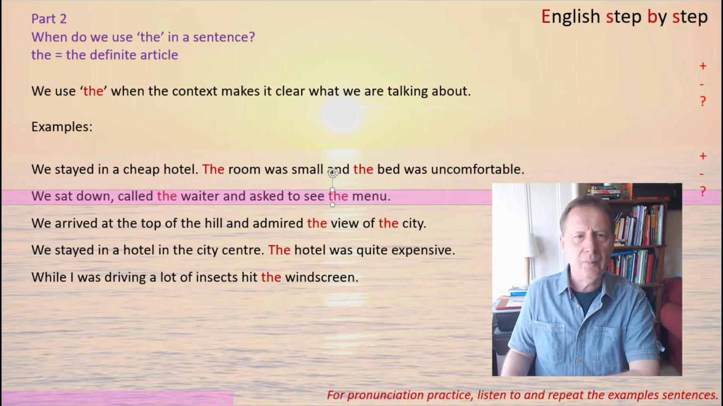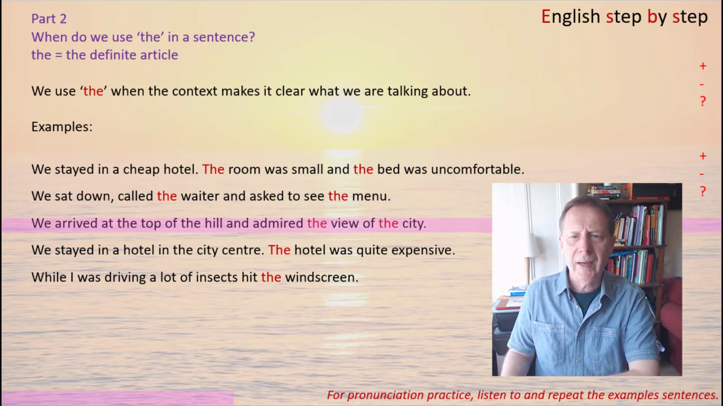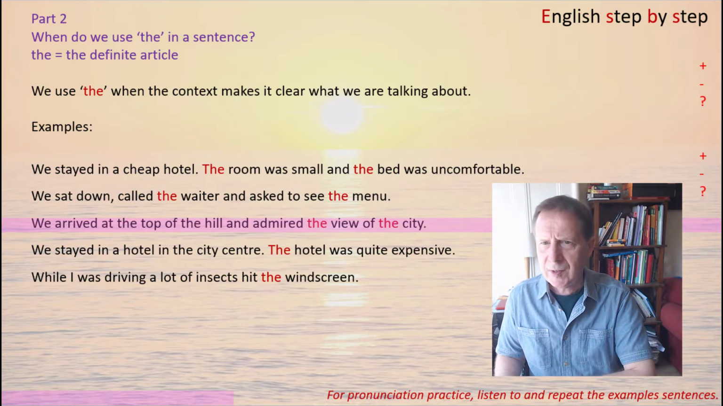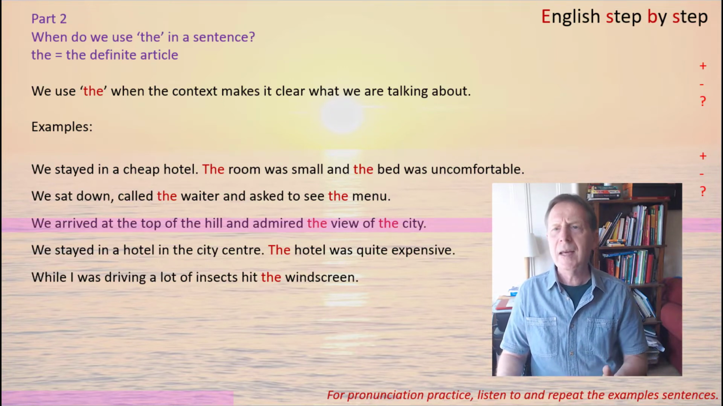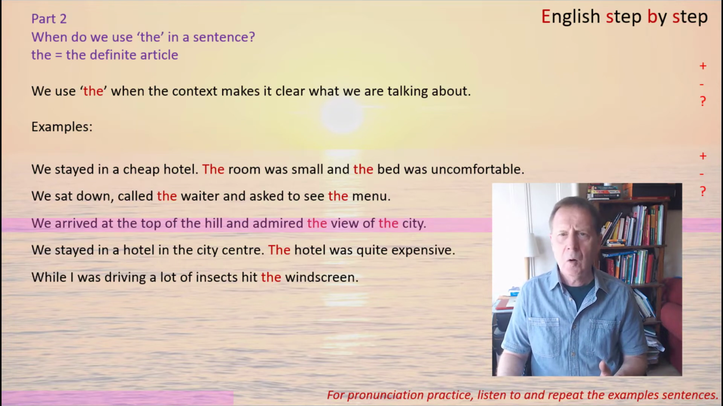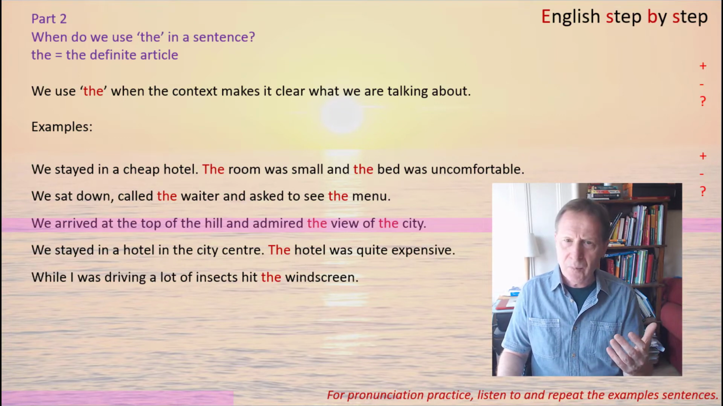Next example. We arrived at the top of the hill and admired the view of the city. Well, in this case, we know what view we're talking about and we know what city we're talking about. We're talking about the view and the city from the top of the hill. So we say the view and the city.